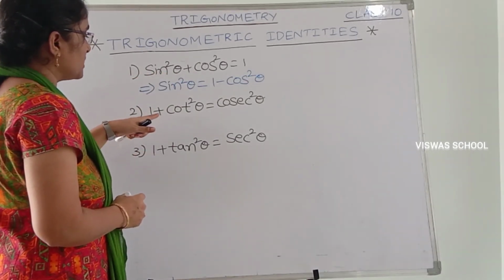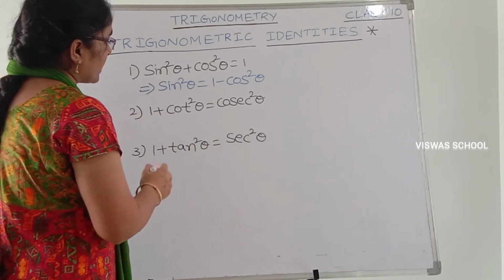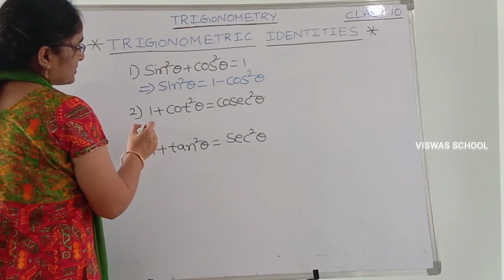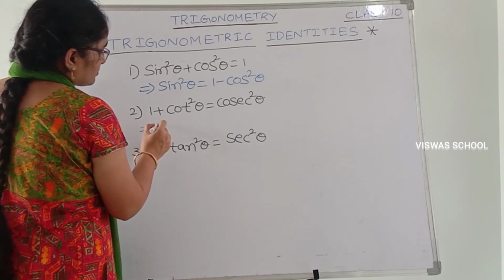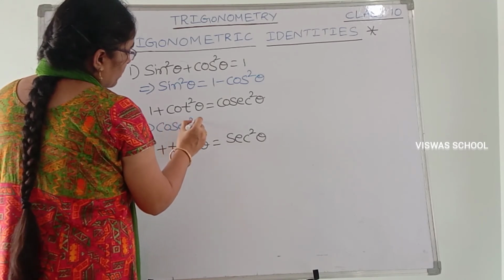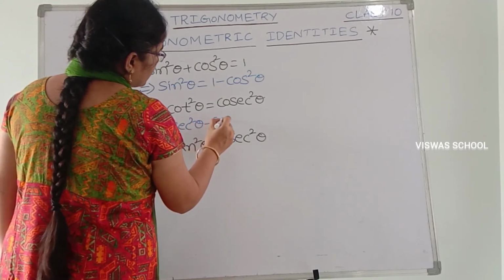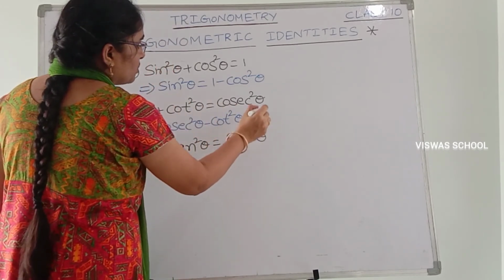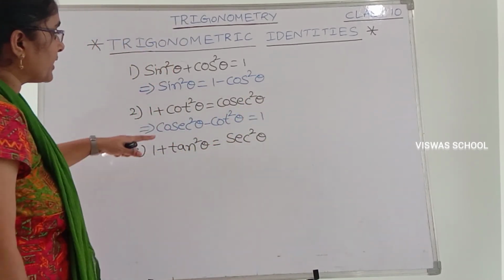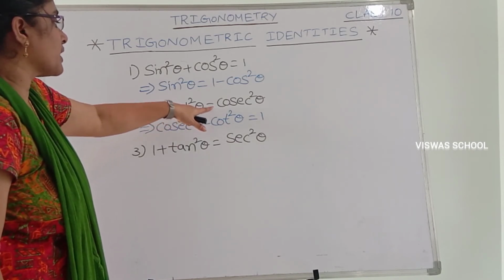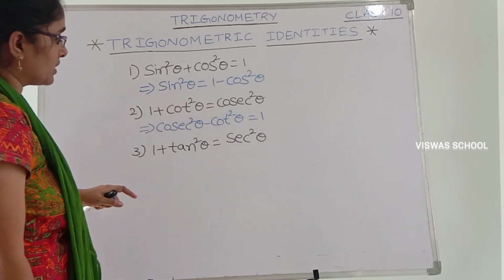Next second one is what? 1 plus cot square theta equals to cosecant square theta. Write it as cosecant square theta minus cot square theta is equals to 1. Or you can write it as what here? Cot square theta is equals to cosecant square theta minus 1 also.